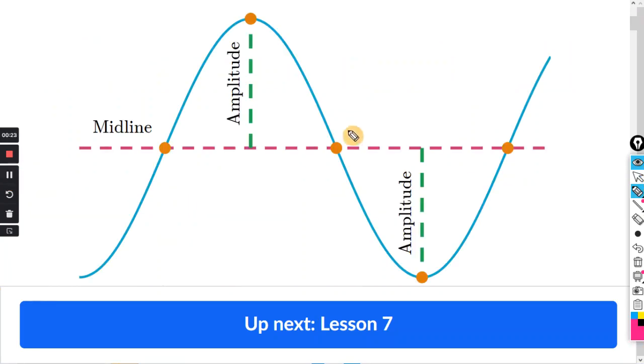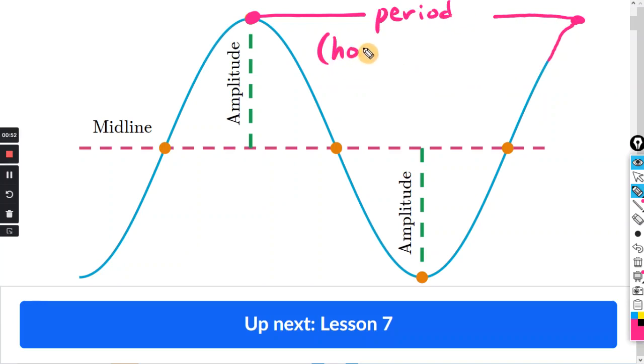So you can't see it too well on this graph, but if this sine wave kept going in this direction right here, and it hit the maximum point, the period would be the distance from here to here. Okay, that would be the period. And I'll put in parentheses, basically for the sine wave, it's going to be the horizontal distance.